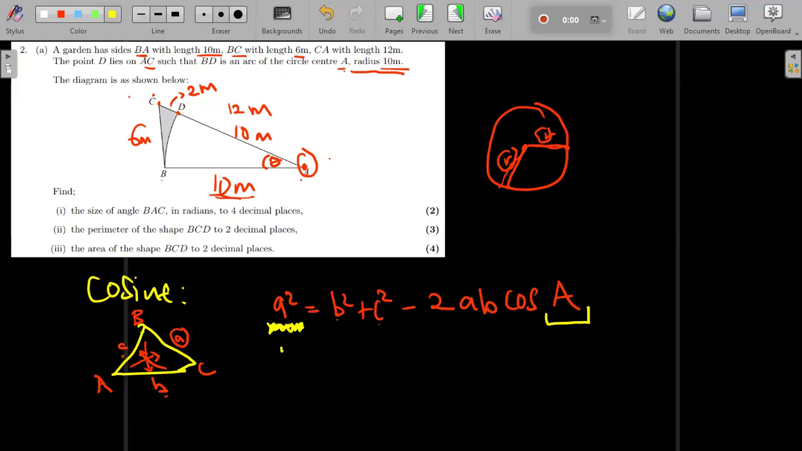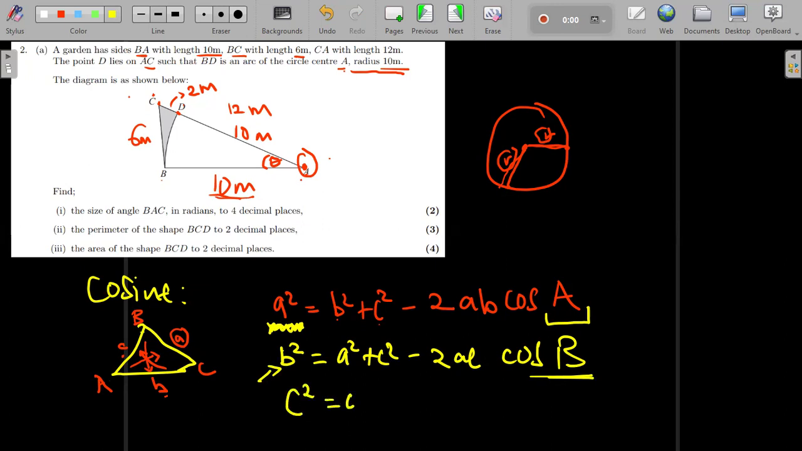So if we are finding side B squared, it will be A squared plus C squared minus 2AC cos B, not cos C. The angle that should be there should correspond to the side that you're finding. Meaning if we are finding C squared, it will be A squared plus B squared minus 2AB cos C. Notice that the angle here should correspond to the side we have here.